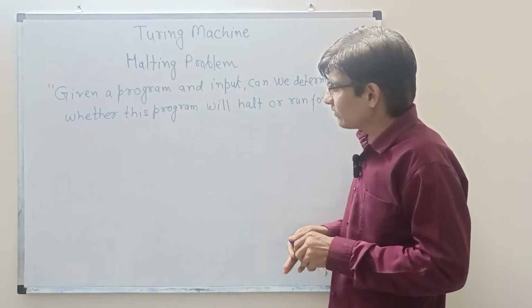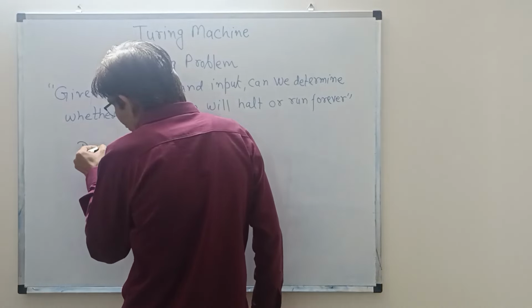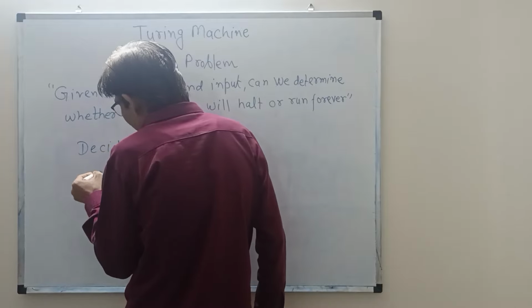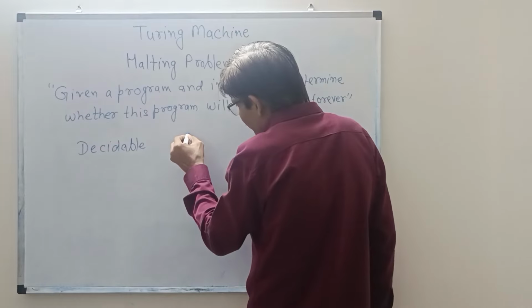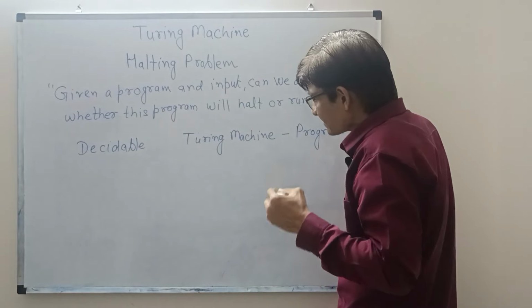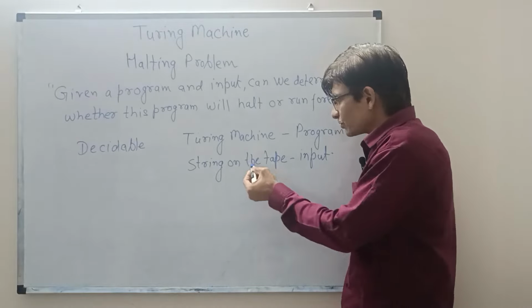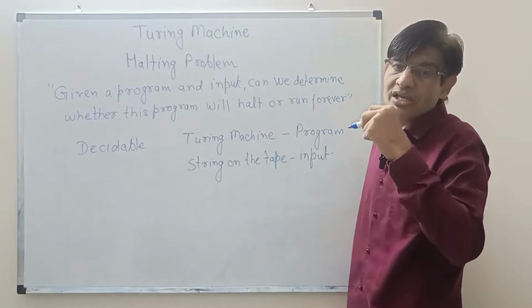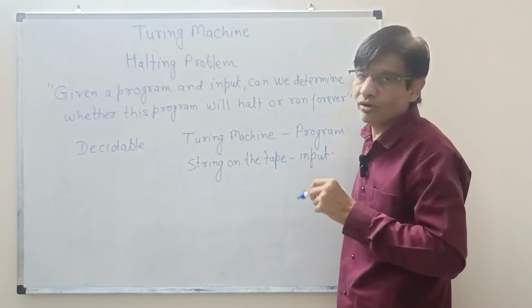Now we come to decidability and undecidability. So what do we mean by decidable problems and undecidable problems? Now consider this program as one Turing machine, and consider this input as one string on the tape. Now for that particular string, will that Turing machine halt or not? This is the question of the halting problem.